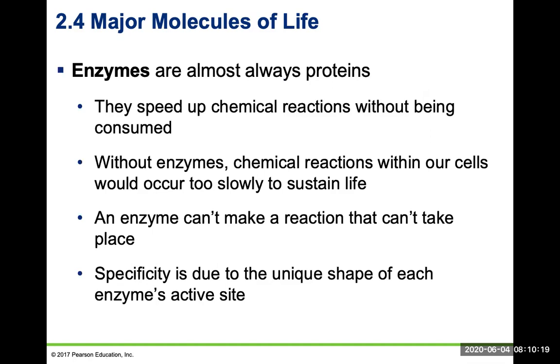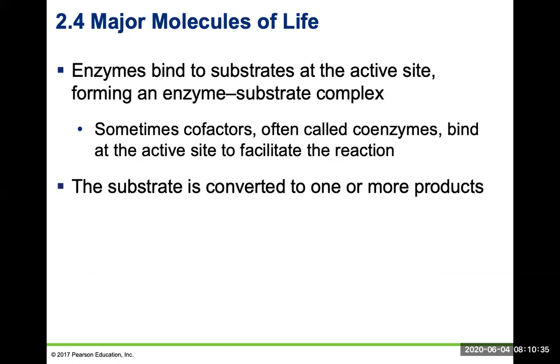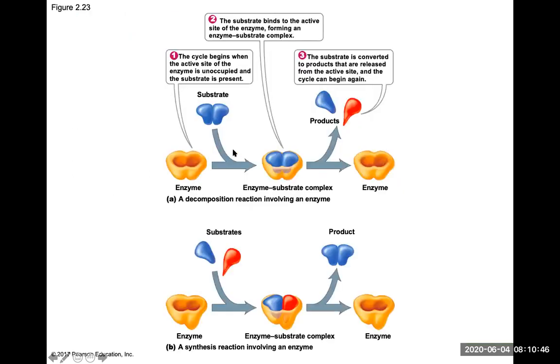Enzymes are proteins that speed up chemical reactions. Without enzymes, chemical reactions would occur too slowly. An enzyme can't make a reaction take place that can't otherwise take place. And its specificity is due to the unique shape of each enzyme's active site. An enzyme binds to substrates at the active site, forming the enzyme-substrate complex, and the substrate is converted to 2 or more products. So enzymes help speed up the rate of chemical reactions, but they're never used up in the reaction.